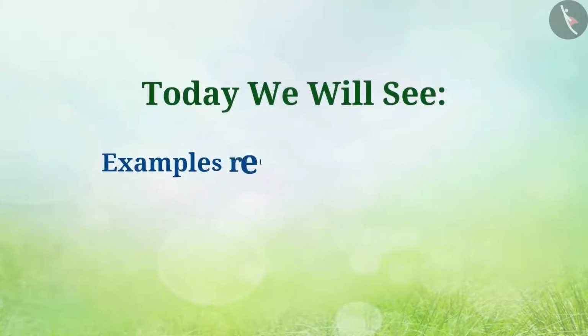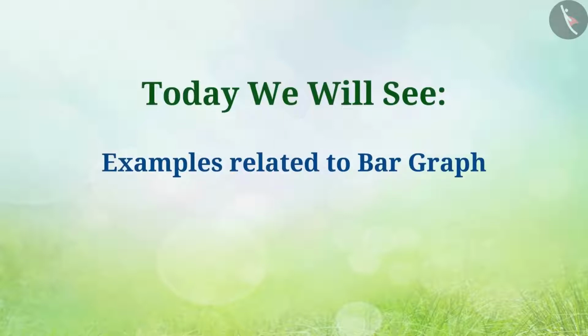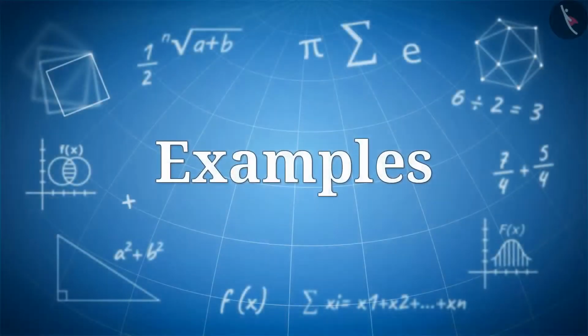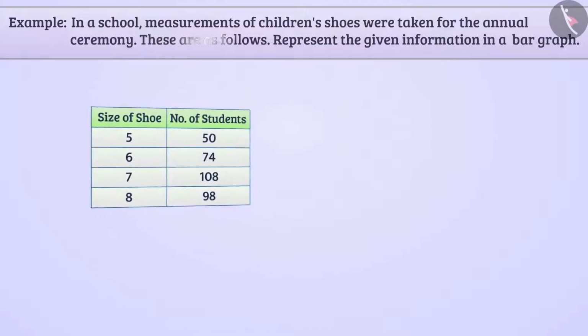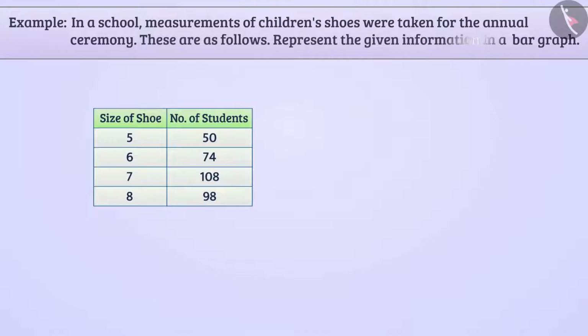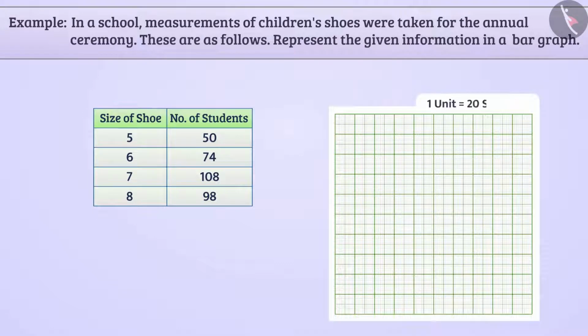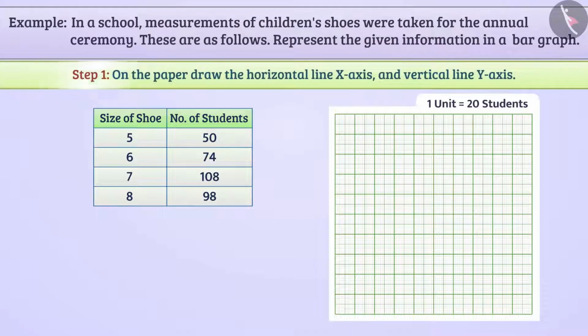Today we will see some examples related to bar graph. In a school, measurements of children's shoes were taken for the annual ceremony. These are as follows. Represent the given information in a bar graph. Let us assume 1 unit is equal to 20 students and draw a bar graph based on the information with a given scale. On the paper, draw the horizontal line x-axis and the vertical line y-axis.